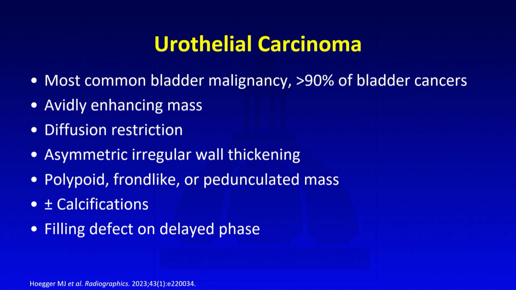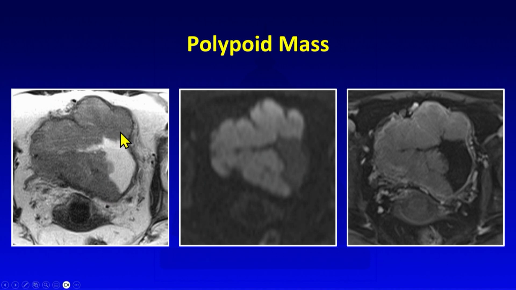Classically, we think about looking for that filling defect on delayed phase, but we can also appreciate it on the other phases. So this is a classic polypoid appearance of the mass. So here we see this mass that's intermediate T2 signal, as opposed to that muscularis layer that is very T2 dark. And I'll go over the staging aspects in a little bit. This is a DWI image that shows the mass is diffuse, it shows diffusion restriction. And then here on the post-contrast, some heterogeneous enhancement. So very classic look for bladder cancer.